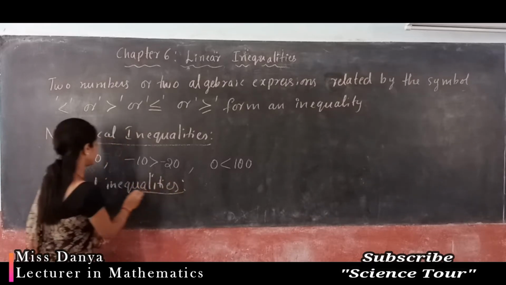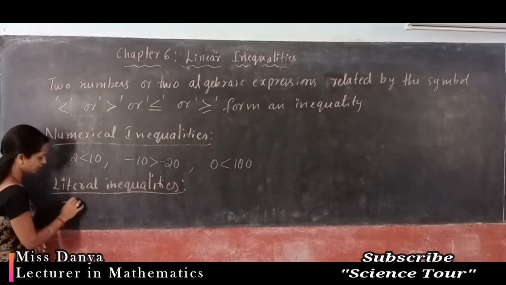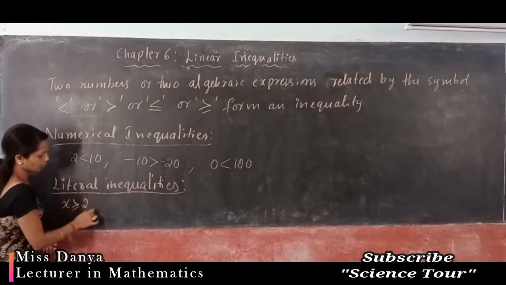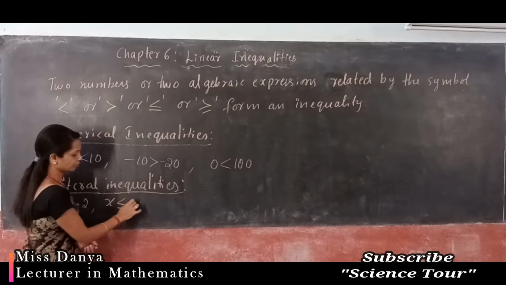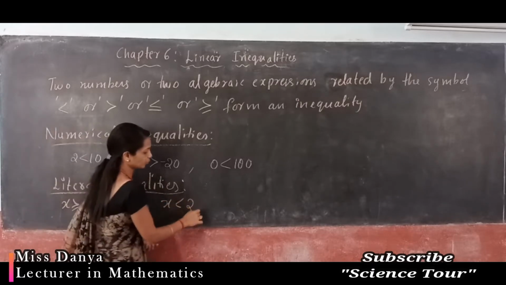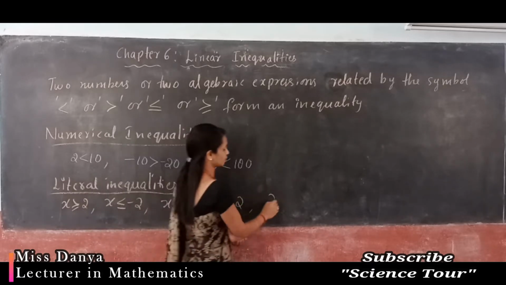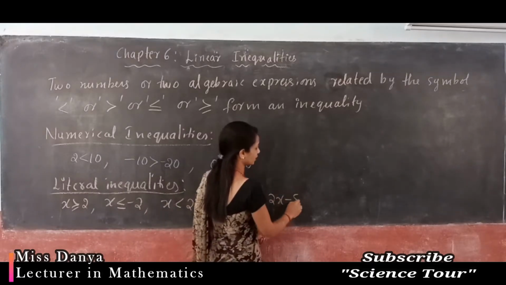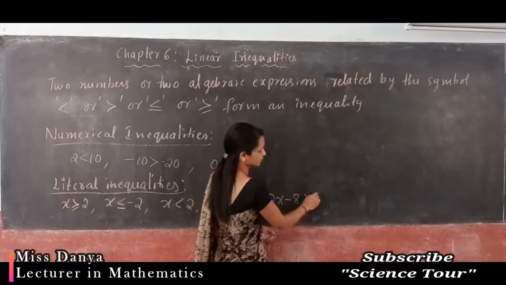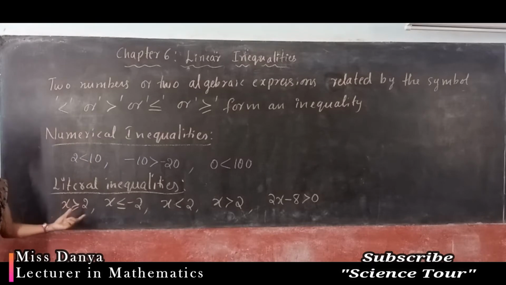Literal inequalities. Literal inequalities means that in those inequalities you have numbers and variables in a mixed form. For example, x is greater than or equal to 2, or x is less than or equal to minus 2, or x is less than 2, or x is greater than 2, or like this, 2x minus 8 is greater than 0, like that.